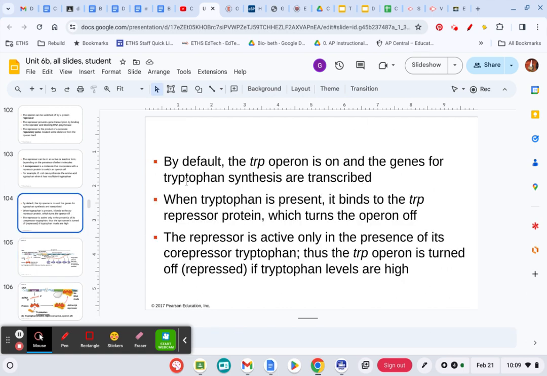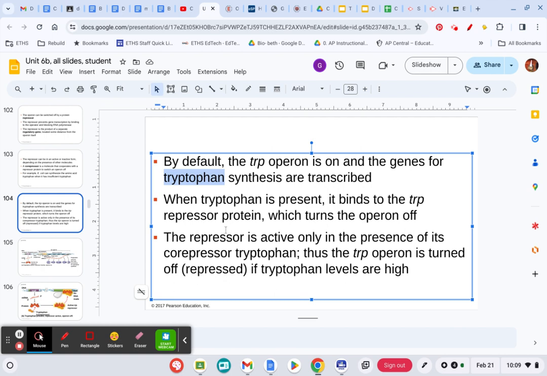Tryptophan, that word there. Tryptophan is an amino acid. It is an amino acid that bacteria need almost all the time. So it is typically what we would refer to as turned on. It's switched on because the amino acid tryptophan is routinely needed, and there are very few instances where it's not needed. Okay, so it's turned on, or we also call it a repressible operon, and I'll explain why it's repressible here in a minute.